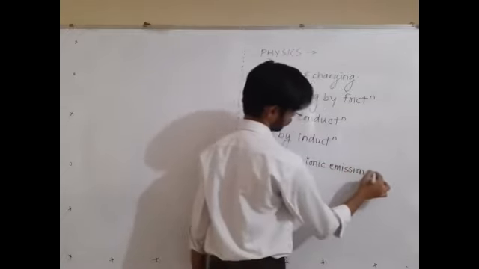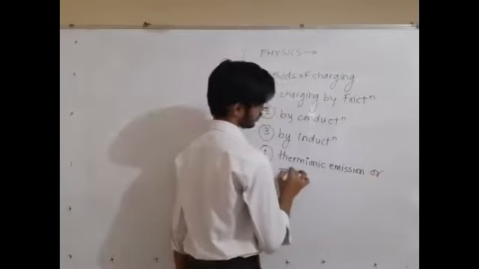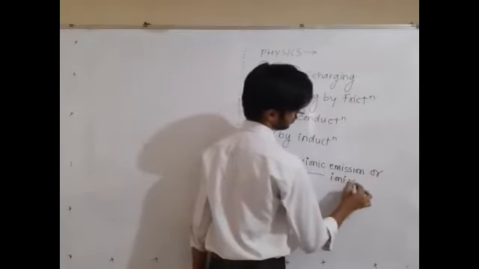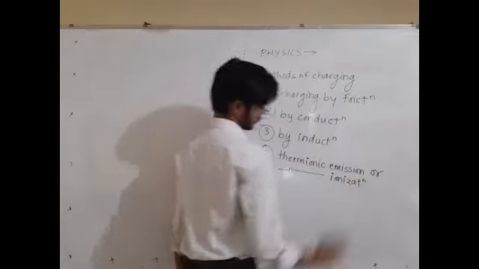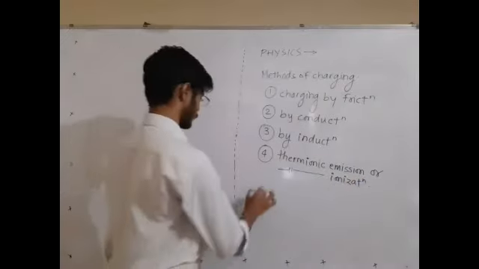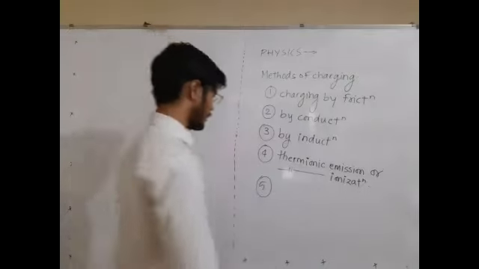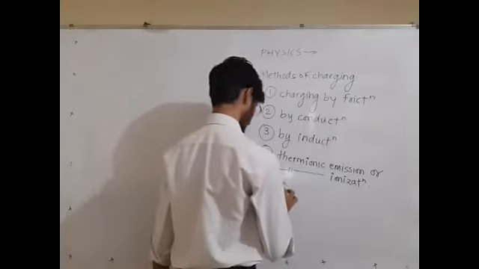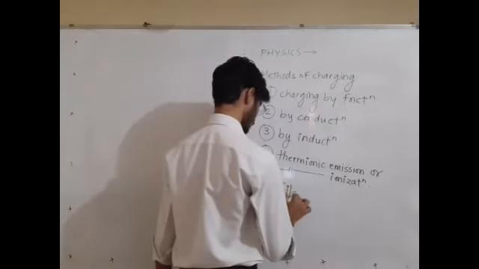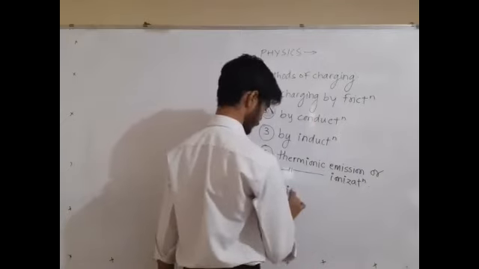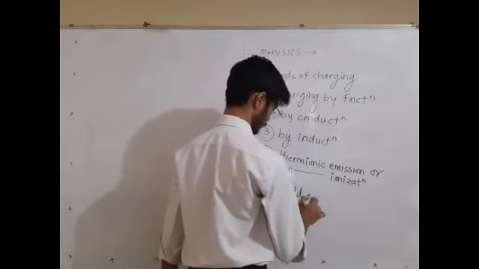Thermionic emission or thermionic ionization. What is that? We will learn. Just keep on making a note. Number 5, field emission. Okay, now what is the field emission? Which field is to be applied? That we will learn. What is being emitted? That we will learn.